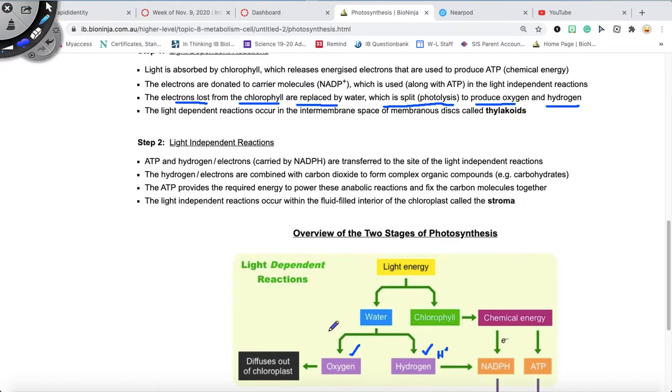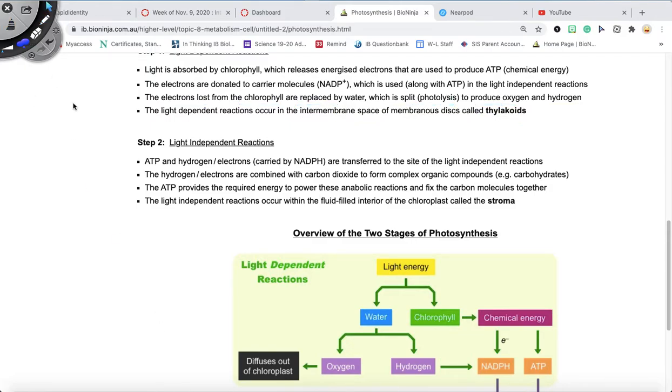So where does this happen? This happens in the intermembrane space of the thylakoids. And remember that the thylakoids were these little quarter-looking structures inside the chloroplast. They would stack up in the form of a grana. So it's in the intermembrane space, because these have a double membrane, that the light-dependent reaction happens. Now what's going to happen to this oxygen? It's going to diffuse out of the chloroplast, and it's going to diffuse out of the plants. And that's where we get the oxygen that we breathe.